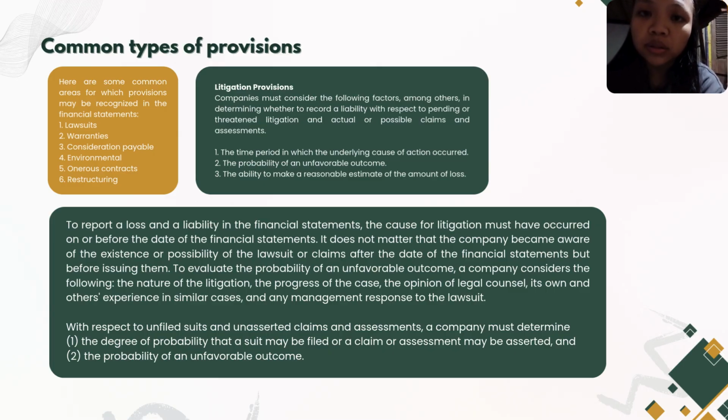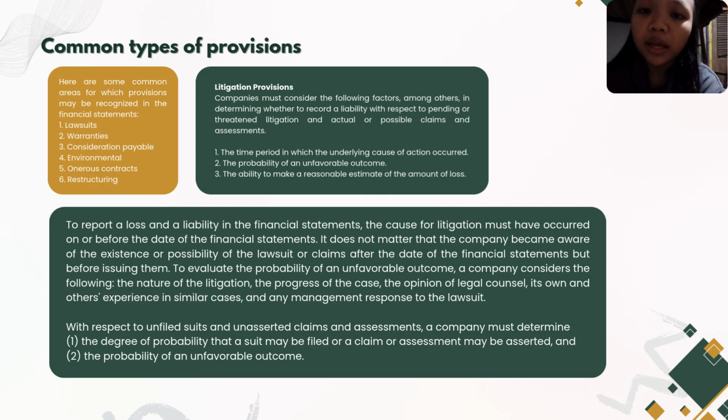And to report a loss and a liability in the financial statement, the cause for litigation must have occurred on or before the date of the financial statement. And to evaluate the probability of an unfavorable outcome, a company considers the following: the nature of the litigation, the progress of the case, the opinion of legal counsel, its own and others' experience in similar cases, and any management response to the lawsuit.